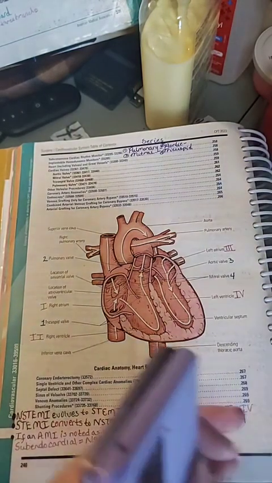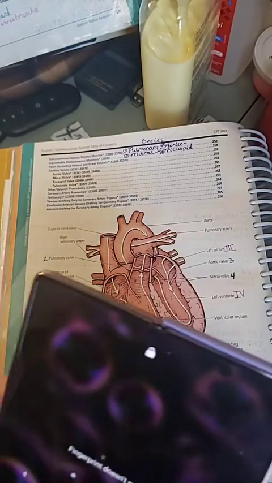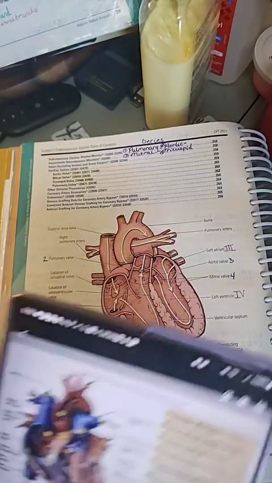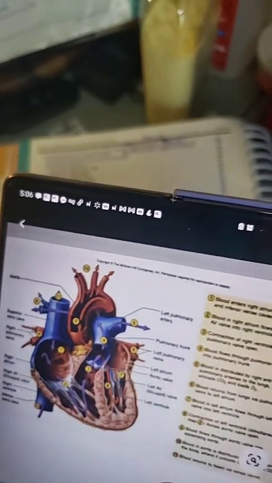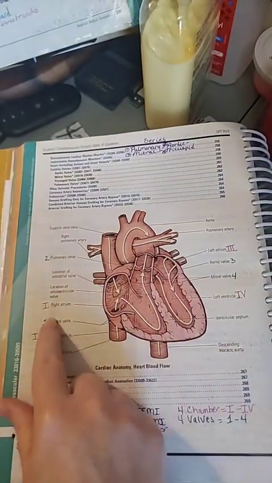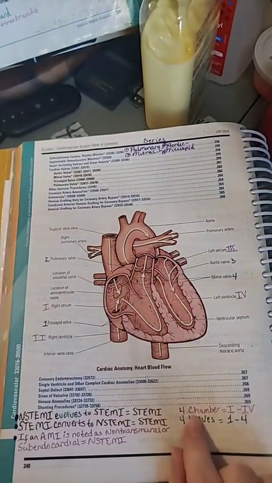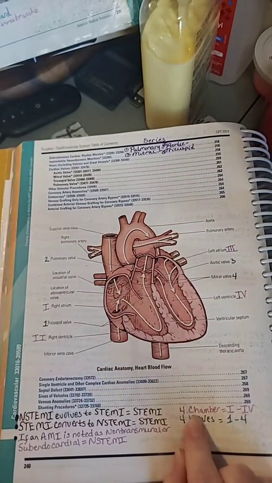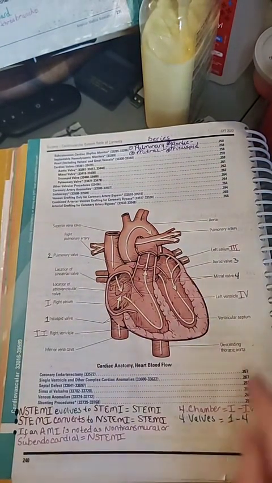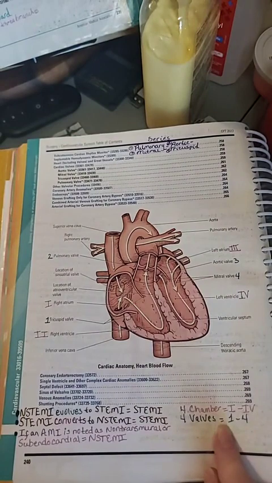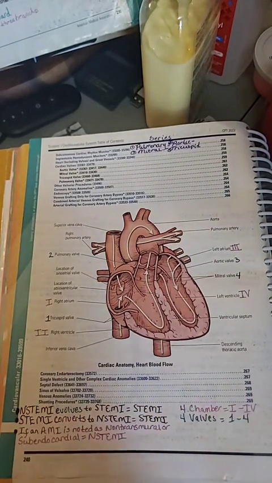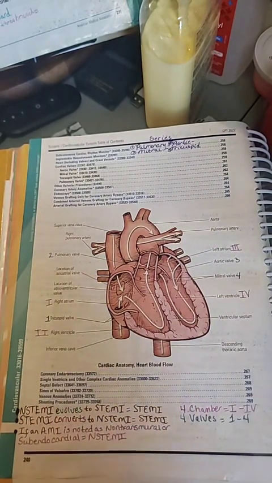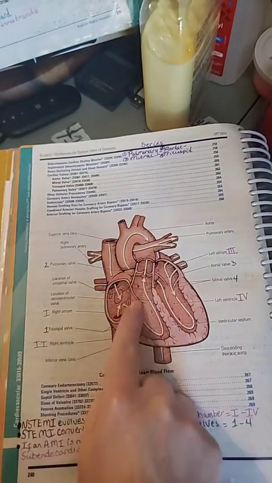I got these cool pictures from Google that I wanted to use. Look at this thing. Oh, and it's going to have functions. What does each part do? I love this. If you need to know the names of the chambers of the heart, it's the Roman numerals. If you need to know the names of the valves of the heart, it's the regular numbers. That'll help in case they ask you in any questions. And then we've got some directions here, which are helpful.